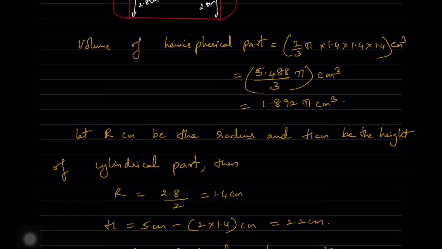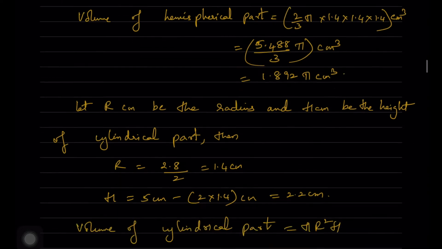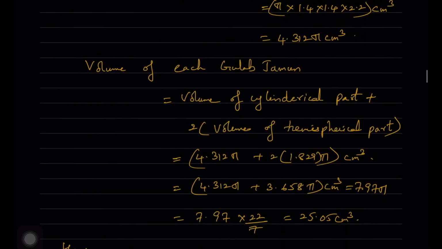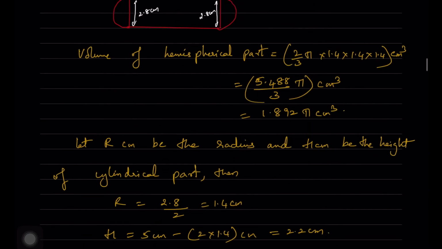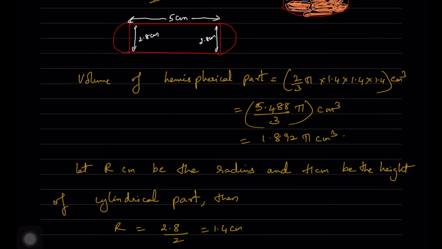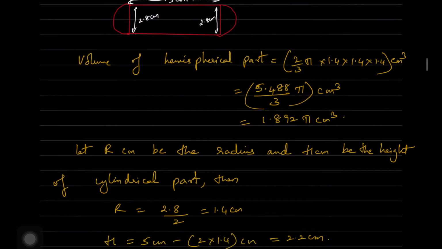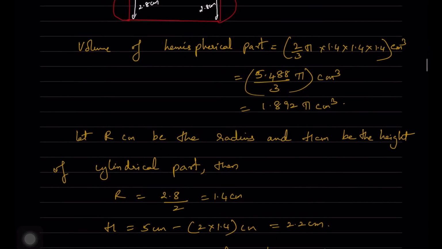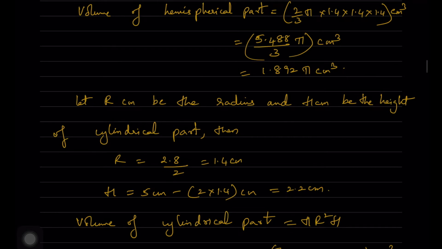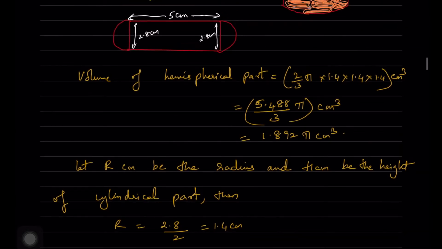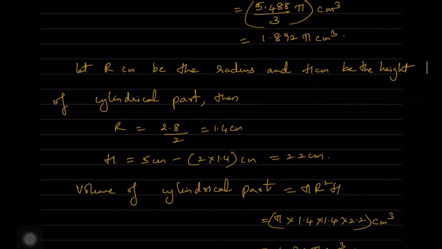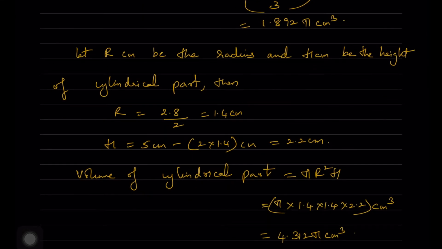So now we found out the volume of the hemispherical part. Two hemispheres are there. So we are finding out the volume of the gulab jamun. In order to find the volume of the gulab jamun, you have to find the volume of two hemispheres and also the volume of the cylinder in between. For the cylinder in between, we have 5 centimeters minus 2 into 1.4, which we are removing from there, which is equal to 2.2 centimeters.